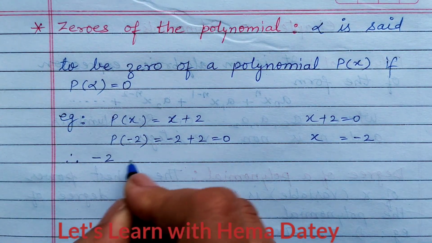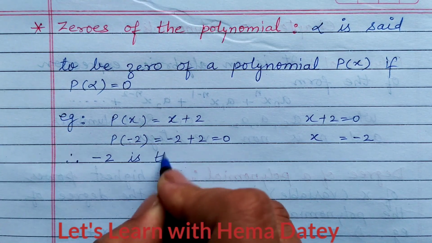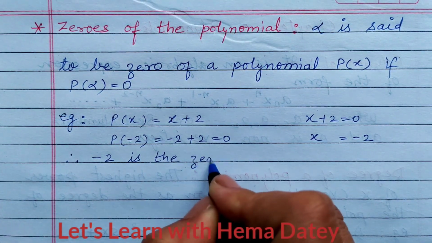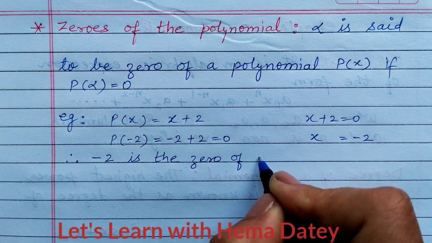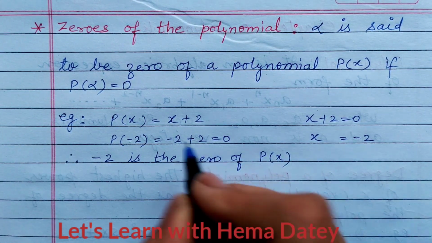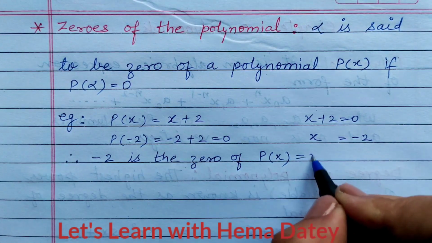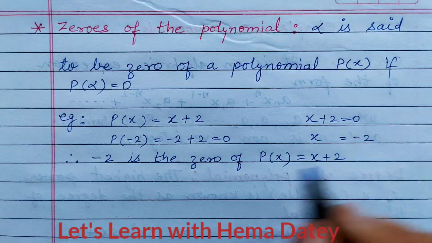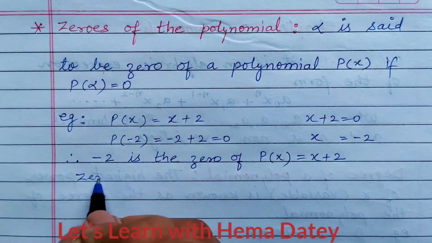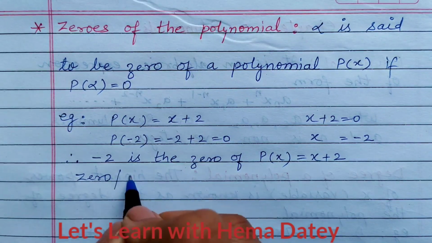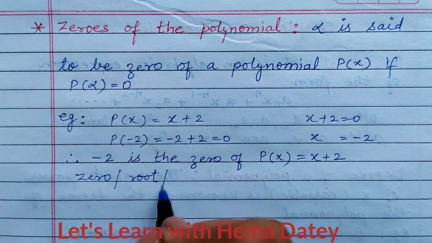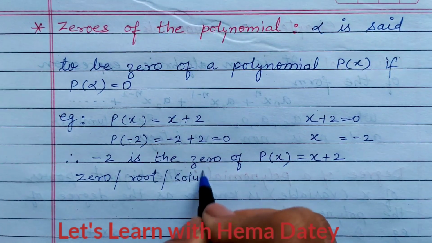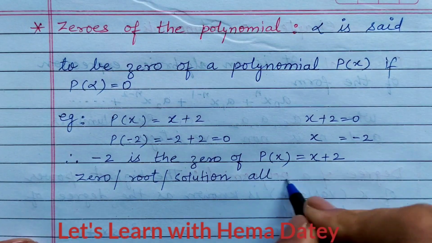So we say therefore minus 2 is the zero of p(x) equals x plus 2. Zero, root or solution all are the same terms for a polynomial.